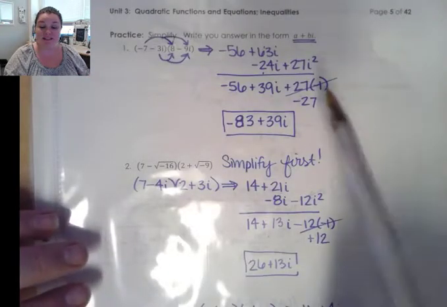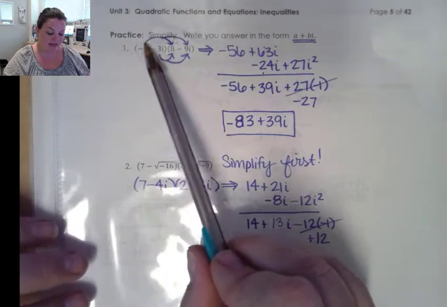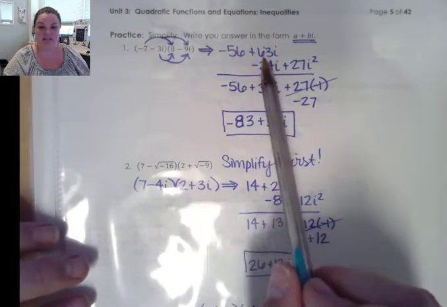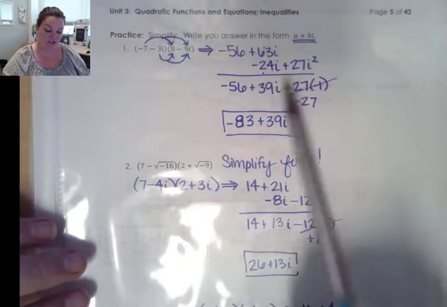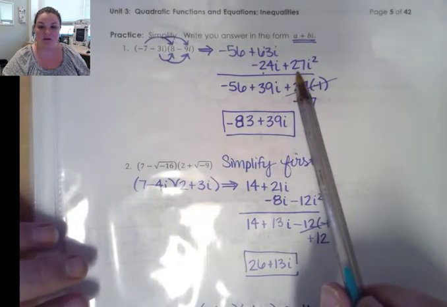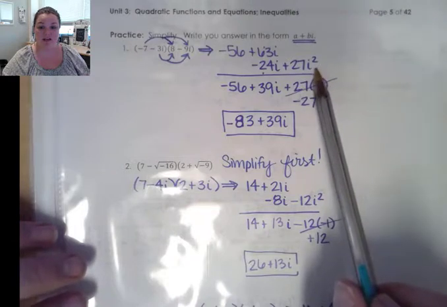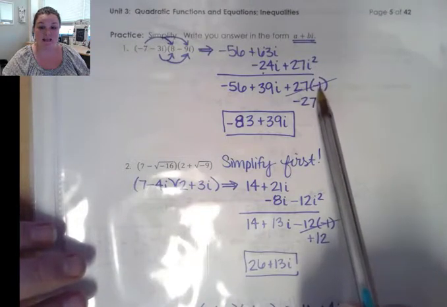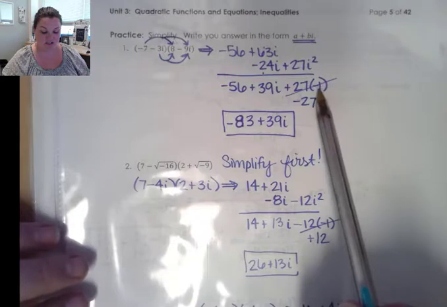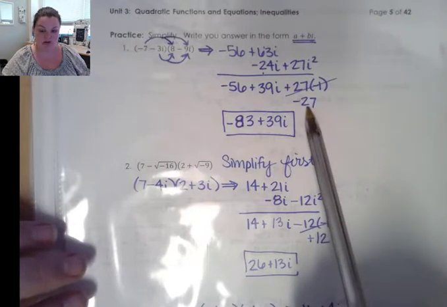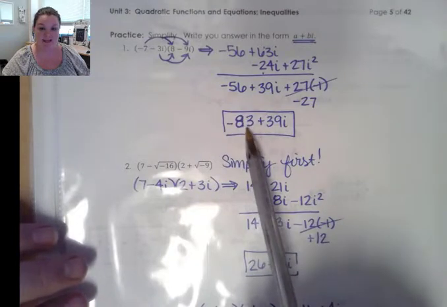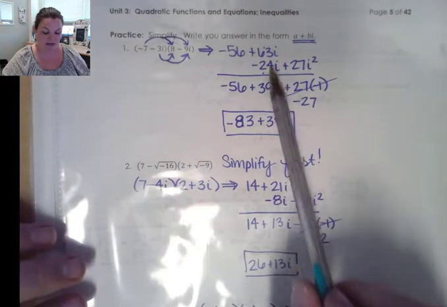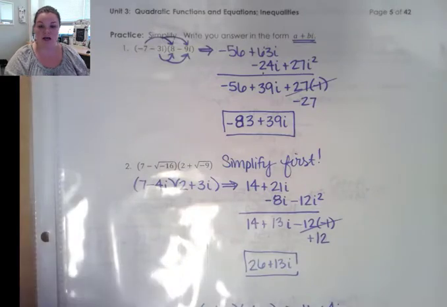All right, so when we look at this first one, we distribute the -7, which gives us -56 plus 63i, and then we distribute the -3i, which gives us -24i plus 27i squared. That i squared becomes a -1, right? Which then will make this 27 negative. So we combine the -27 and the -56, we end up with -83. And we combine our i terms, we should get 39i. Okay, everybody okay on that one?